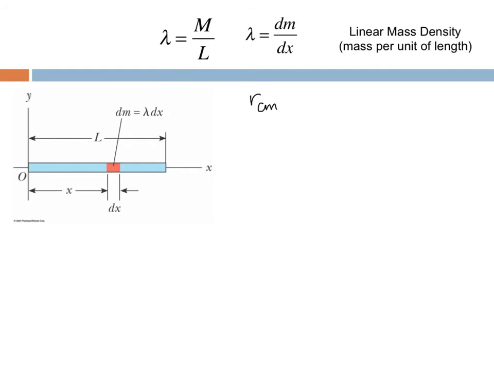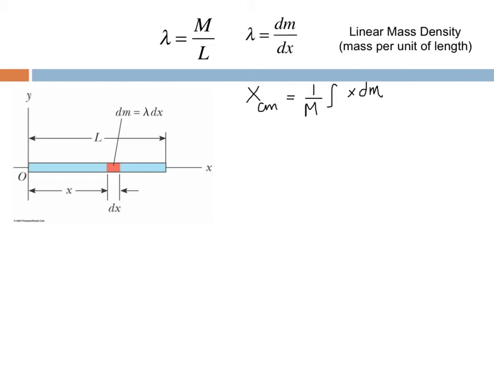R cm, or xcm, because everything is lying along the x-axis, is equal to 1 over m times the integral of, I'll go ahead and use x here, x dm. Go ahead and replace r with x. Again, I'm using x in this case because all of my mass is being located along the x-axis.